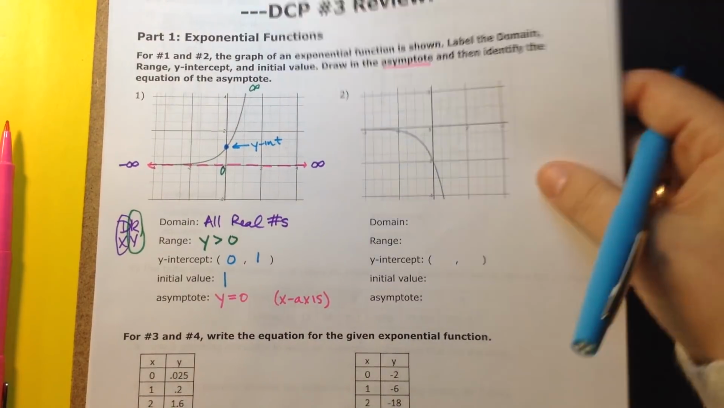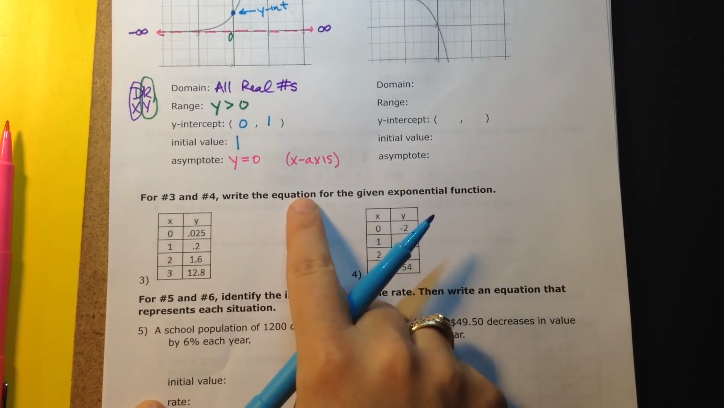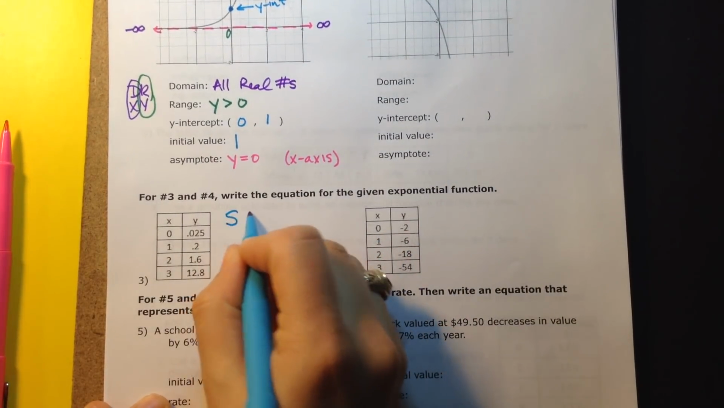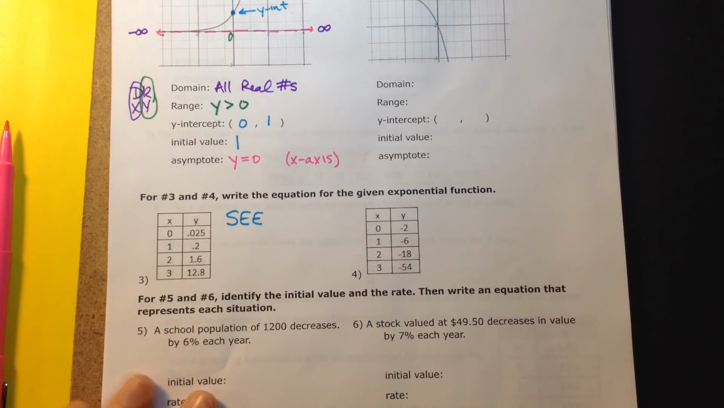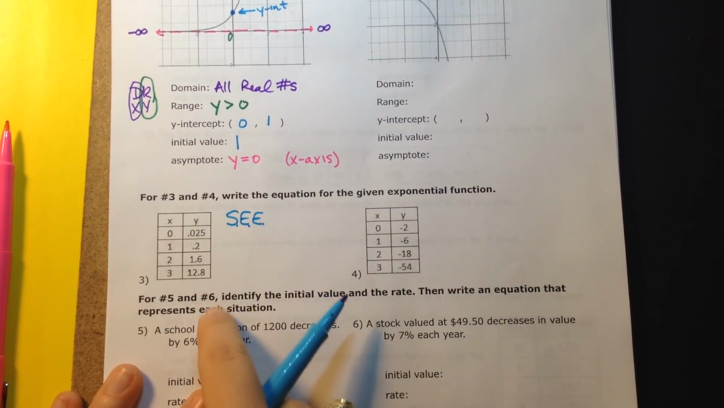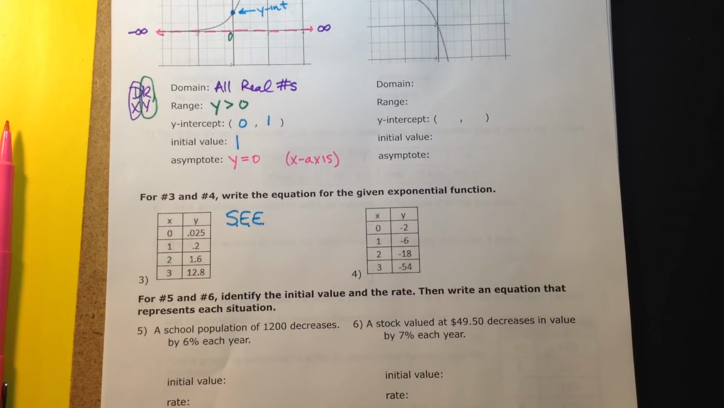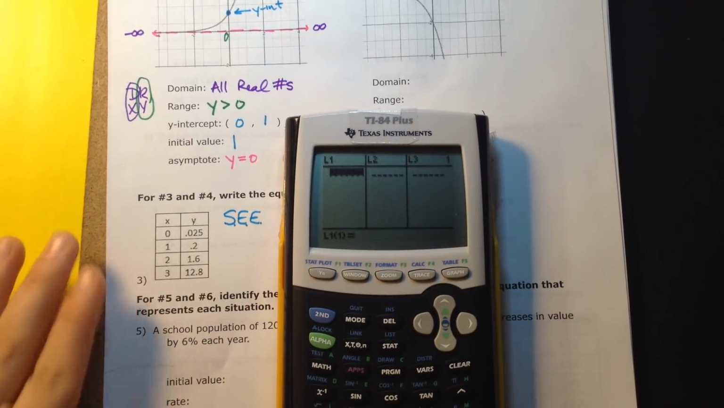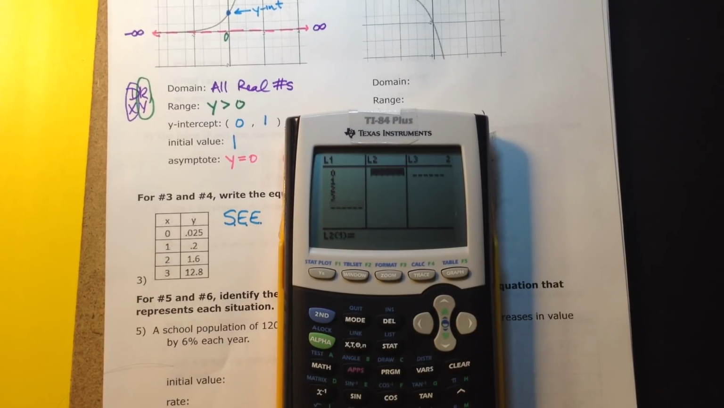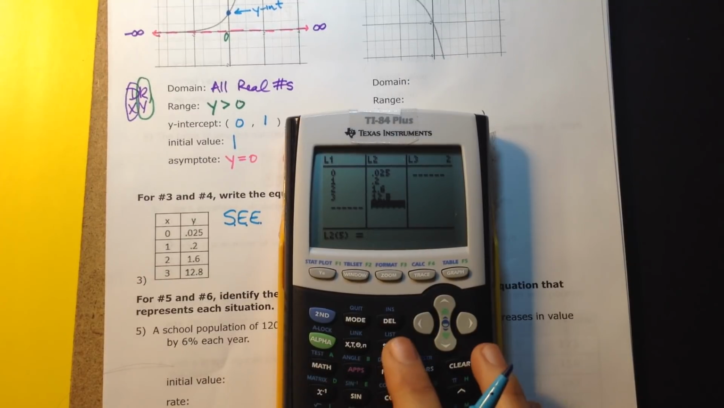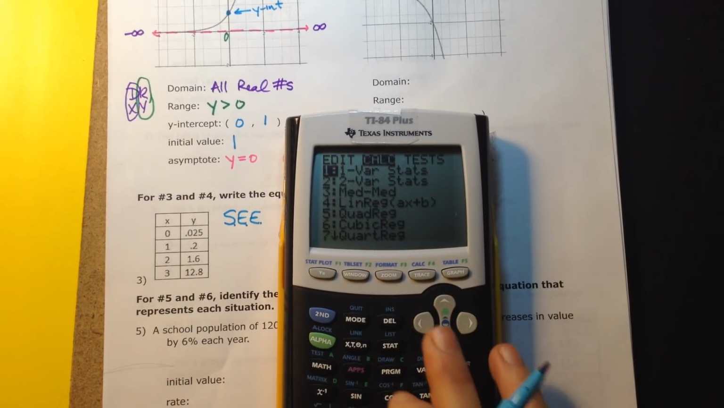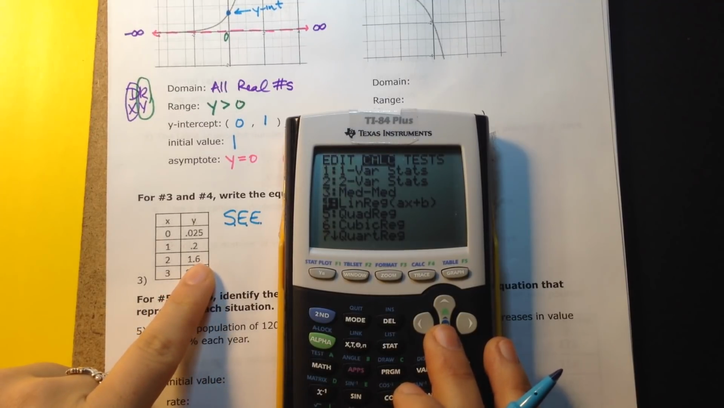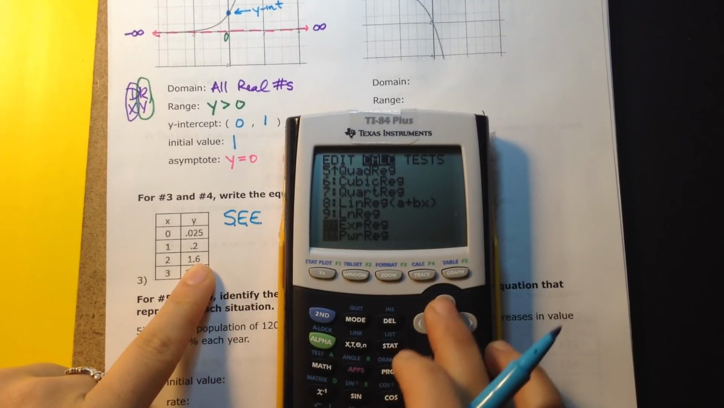For number 3 and 4, your first instinct when you're asked to write an equation given a table is that if you see a table, you can do stat, edit, enter. You can solve this one by hand just by looking at it, but if you would like for me to go over how to do stat, edit, enter, we'll do that right now. So when I grab my calculator, I'd go to stat, I'd enter the table 0, 1, 2, 3, and 0.025, 0.2, 1.6, and 12.8. We'd go to stat and over to calculate.